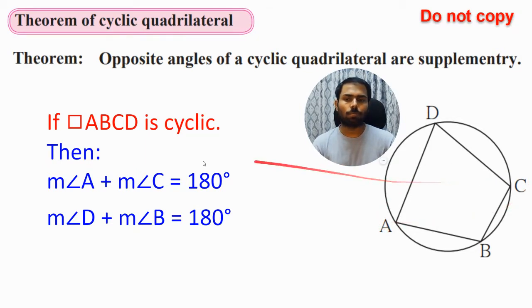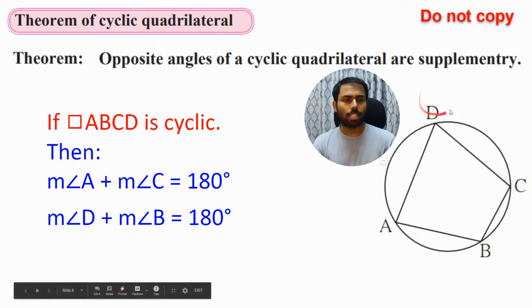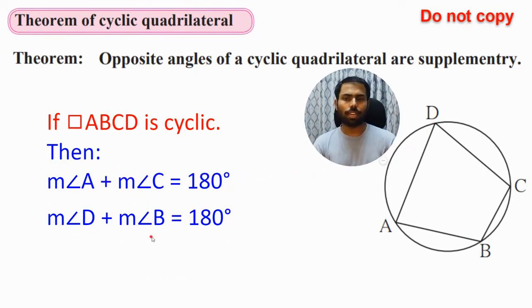Angle A and angle C. So the sum of angle A and angle C will be 180 degrees. Similarly, for the remaining two, angle B plus angle D will be 180 degrees. Okay, so this is how you will write the statement.